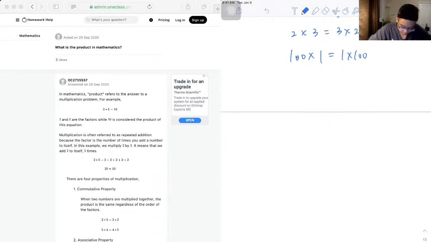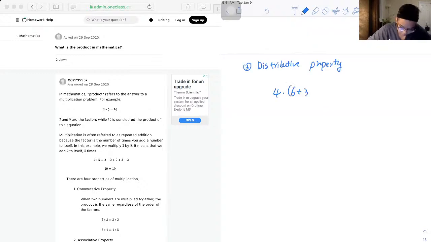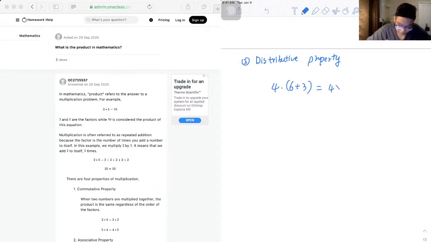And also we have our distributive property. Plus 3 is just equal to 4 times 6 plus 4 times 3. Yeah.